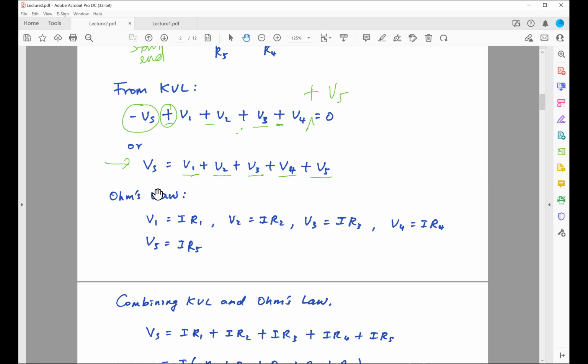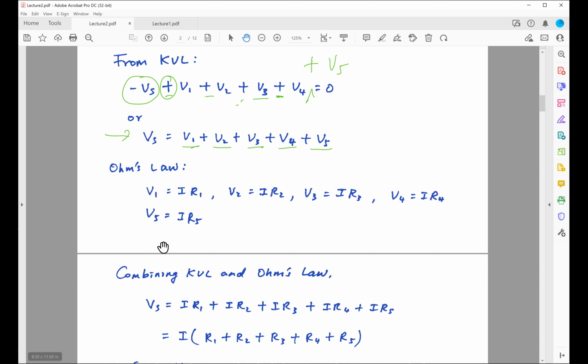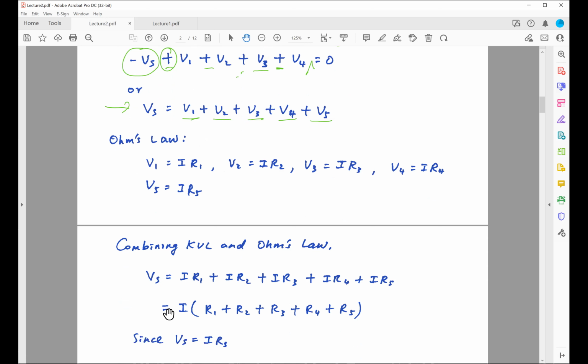If I combine KVL and Ohm's law, I can rewrite Vs in this way. Vs is equal to I times R1, which is now used to replace V1, plus I times R2, plus I times R3, and so forth. By taking out the like term, which is this I, I can rewrite Vs in this way. Vs is equal to I times the sum of R1 all the way to R5.